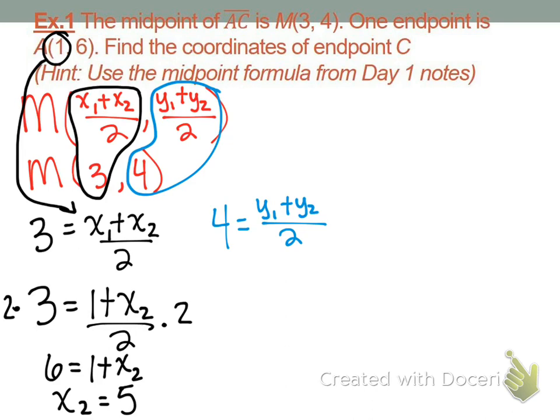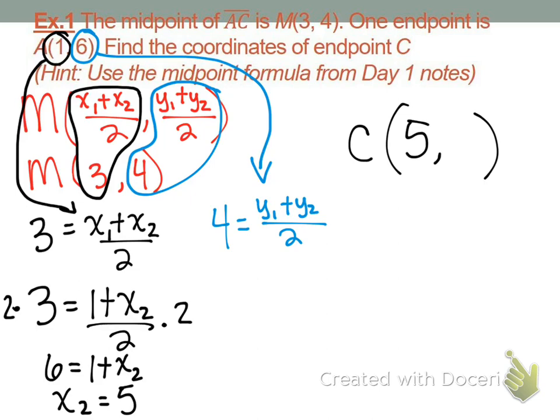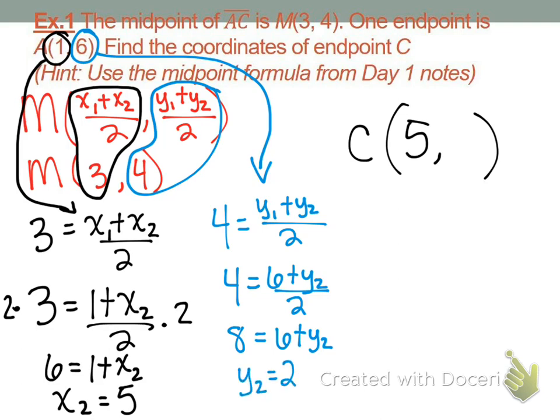So that is part of our answer for point C, 5, comma. Now we need to find the y-coordinate. So we're going to take the 6 from that endpoint and plug it in. 4 equals 6 plus y2 divided by 2. Again, multiply both sides by 2. 8 equals 6 plus y2. Subtract the 6 from both sides, and we get that y2 is equal to 2. So that is the y-coordinate of our other endpoint C.